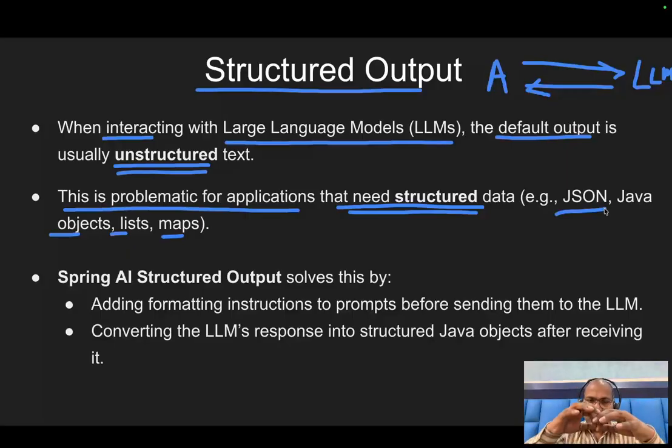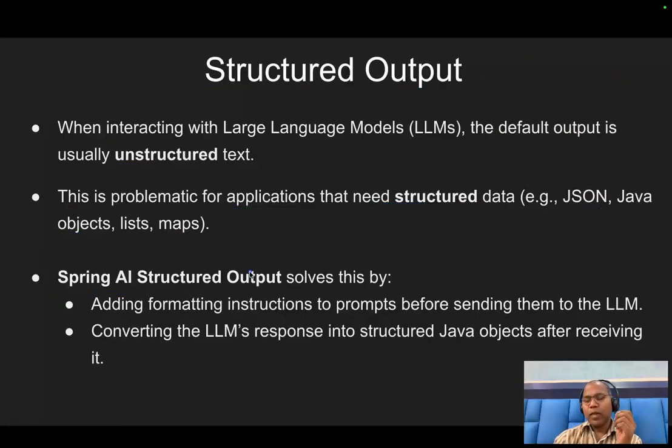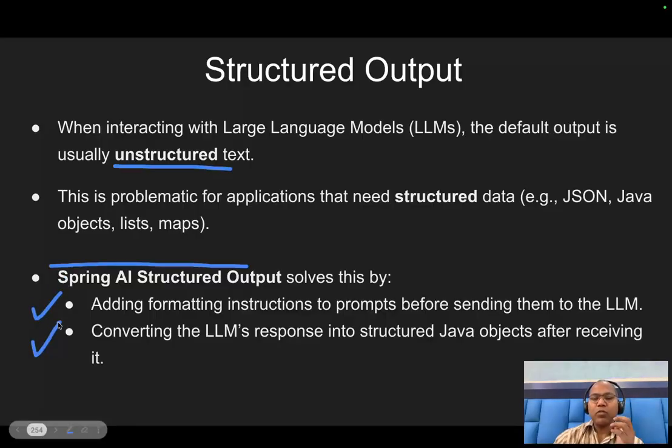To make our application work smoothly, we need something. Our expectation is that the communication between the AI and the chat model response would be structured. That is the good part: Spring AI offers structured output. So how does Spring AI provide the solution? The default behavior of the LLM is that the response is unstructured data. Spring AI provides the solution this way.